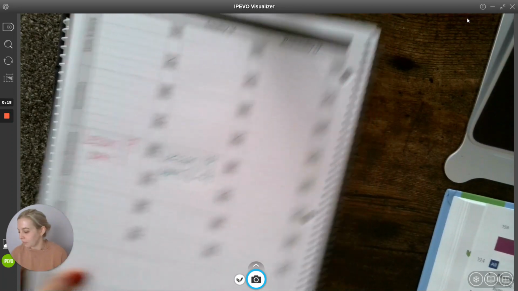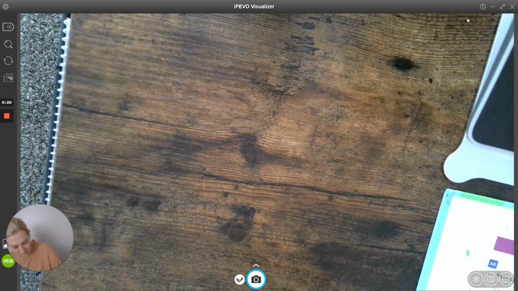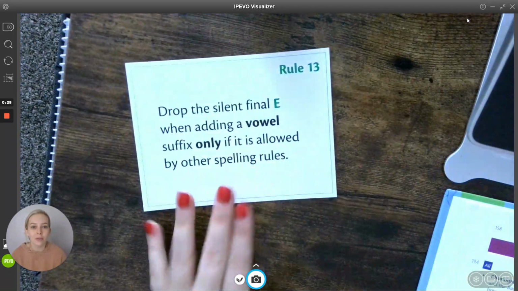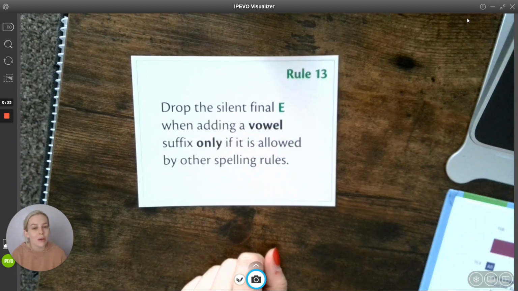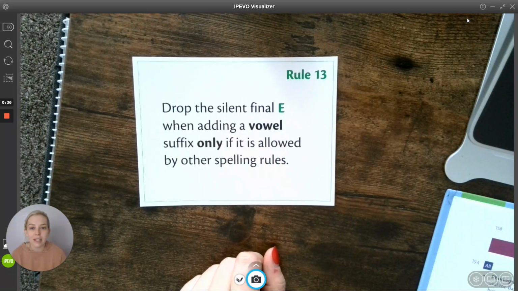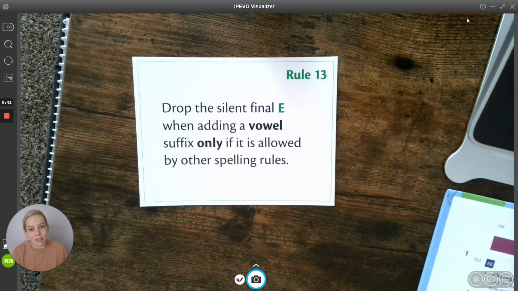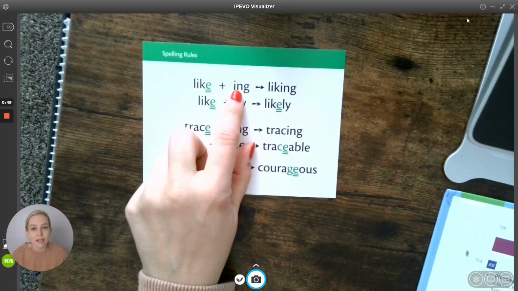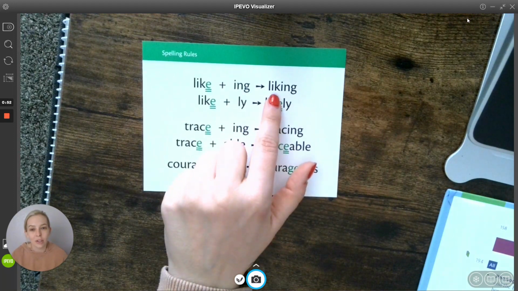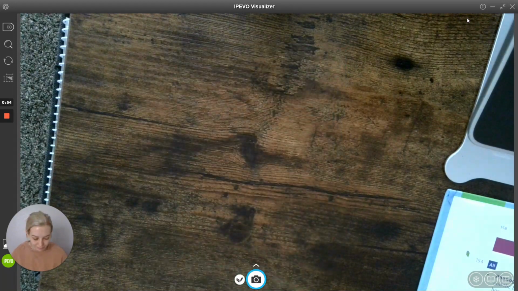Alright. The first thing I want to do with you guys today is review some spelling rules, okay? So, first we have Rule 13. Drop the silent final E when adding a vowel suffix only if it is allowed by other spelling rules. So an example would be, like, drop the E, add ing for liking. Good.